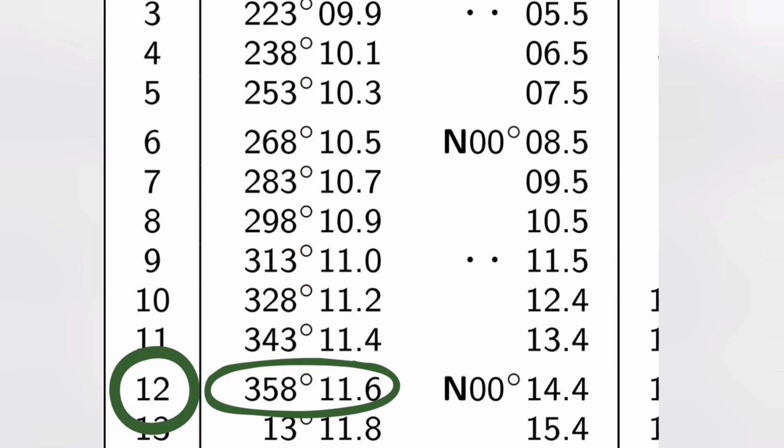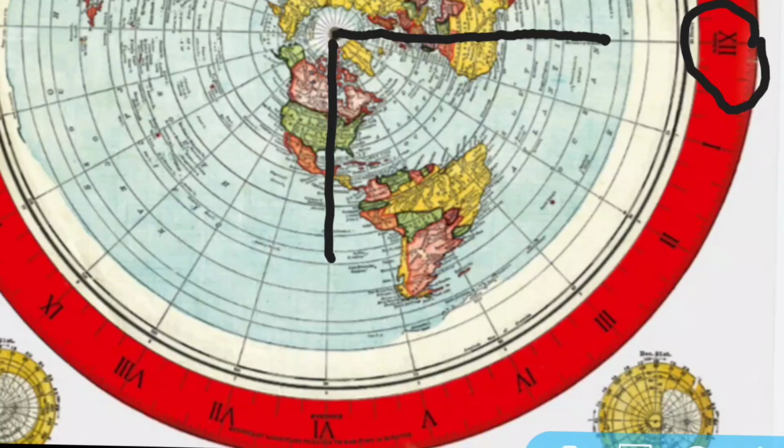So it says 358, which means it's damn near back to 0. So it's almost at the prime meridian. So we're going to draw our line. I circled the time right there, 12 o'clock, and drew a line.